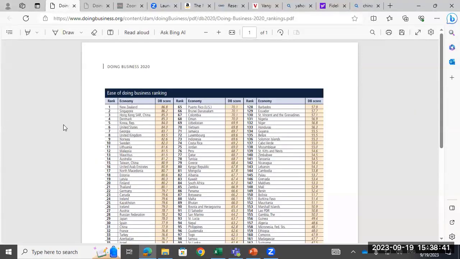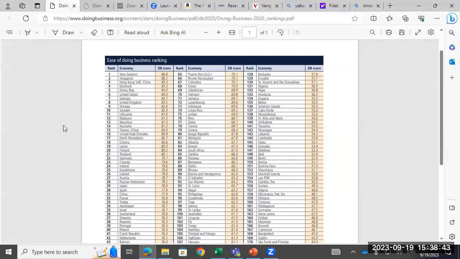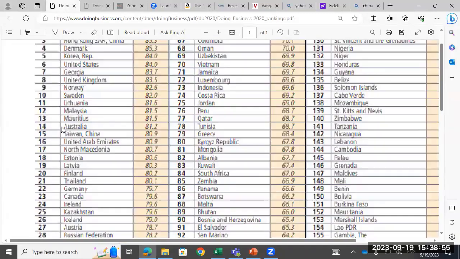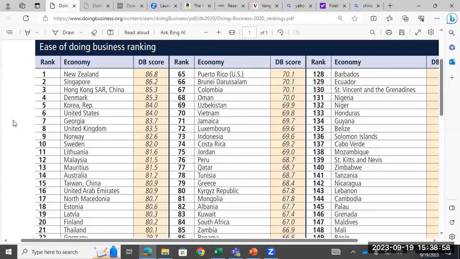So here's one way you can look at it: the ease of doing business. This is the World Bank, and they stopped doing this ratio, so I can only go back to 2020. They changed it, so pretty soon I won't be able to do this anymore. But New Zealand, I've never been to New Zealand. Looks like a really pretty place to be, but it's also a really easy place to do business.